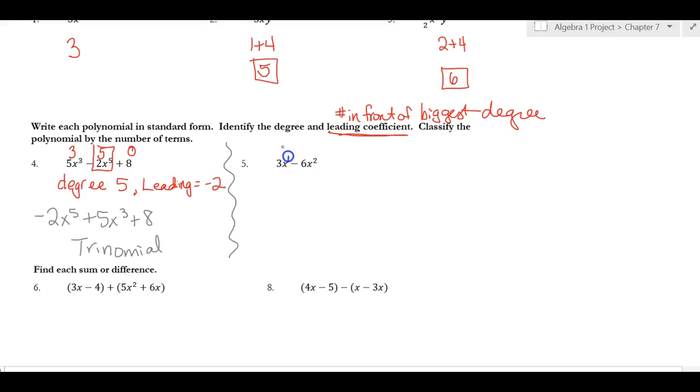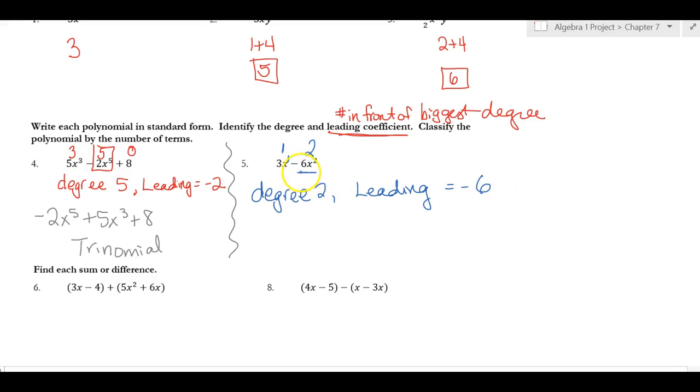Okay, you should have seen that this first one had a degree 1, and the second one has a degree 2. So that is my degree. It's the biggest one. So degree is 2, and my leading coefficient is the number in front of it, which is a negative 6. Ooh, too many negatives.